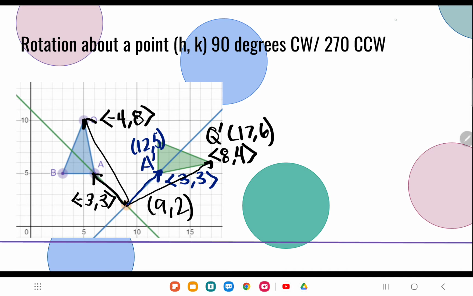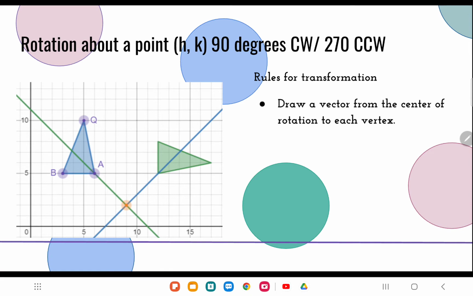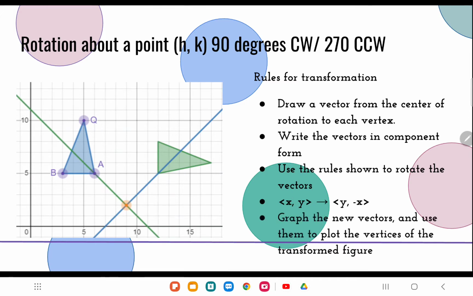A quick summary of these rules is shown here. Draw a vector from the center of rotation to each vertex. Write the vectors in component form. Use the rules shown to rotate the vectors. We trade the coordinates and change the new y coordinate to its opposite. Then graph the new vectors and use them to plot the vertices of the transformed figure.